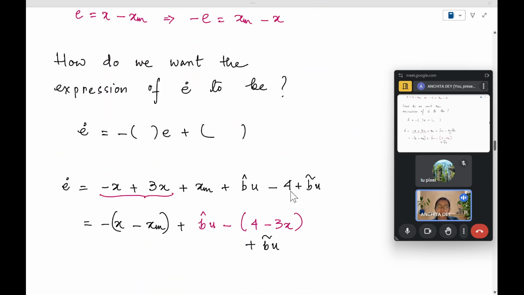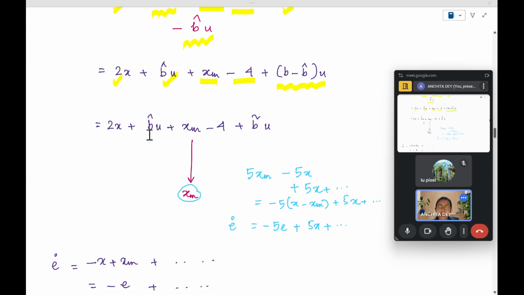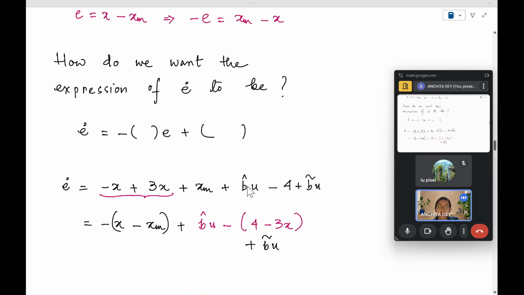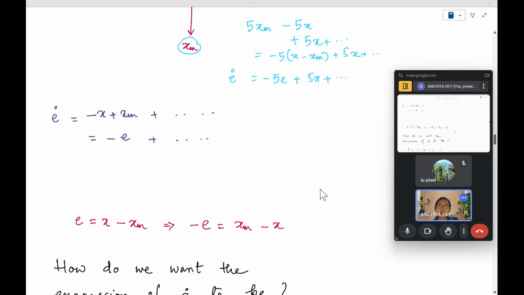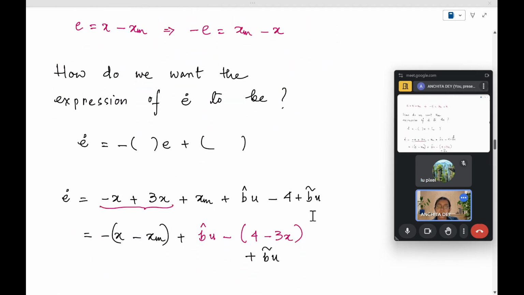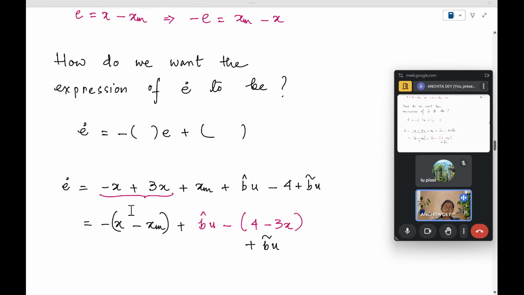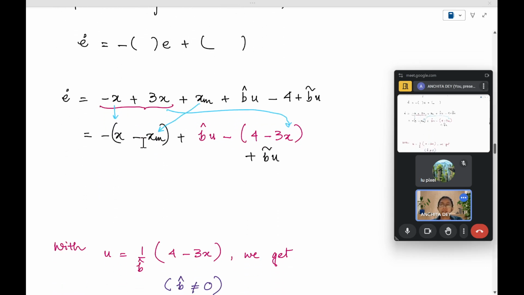So we have plus xm minus 4. Did I just bring an extra term here? Yeah. So this b hat u, we have written it here, and then plus b tilde u. So then this is simply minus of x minus xm. What you are doing is you are bringing this term here, right? And then this 3x you are taking here. So you have minus x minus xm plus b hat u minus 4 minus 3x plus b tilde u.